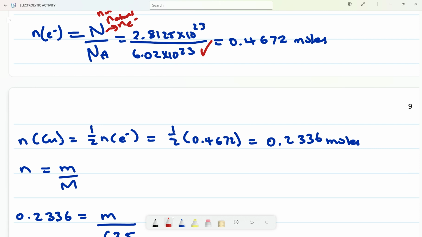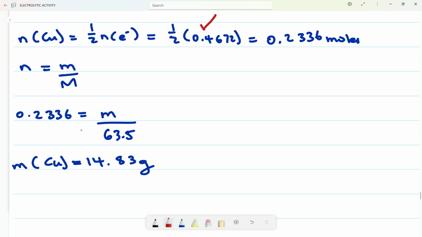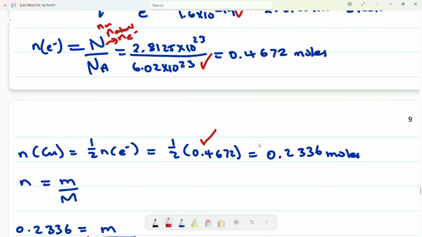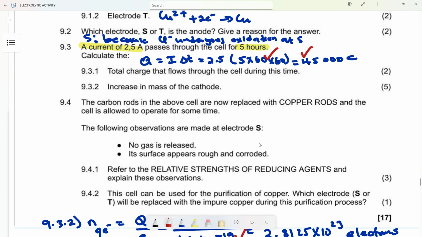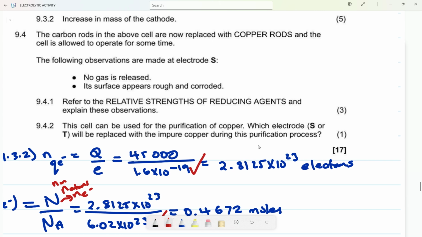And then after finding the number of moles of my copper using the mole ratio, I can now come to this formula and say number of moles equals mass divided by molar mass, and then I get my mass to be equal to that much. So it is something like 24241, 5 marks. So that is that, guys, for 5 marks. I hope the question was understood.